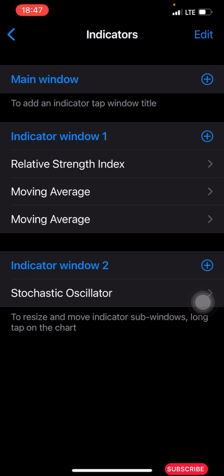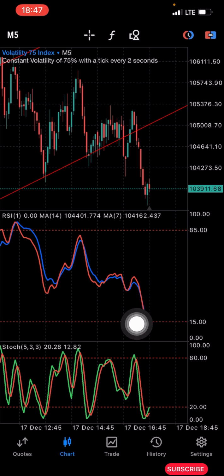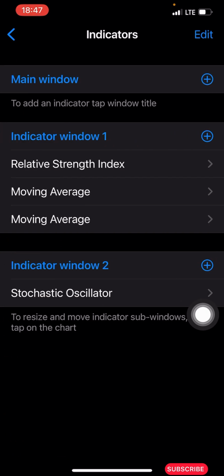And you are going to have these levels, this 80 and this 85 and 15 level, which are the overbought and the oversold levels. That's why we need the RSI, which is the relative strength index.